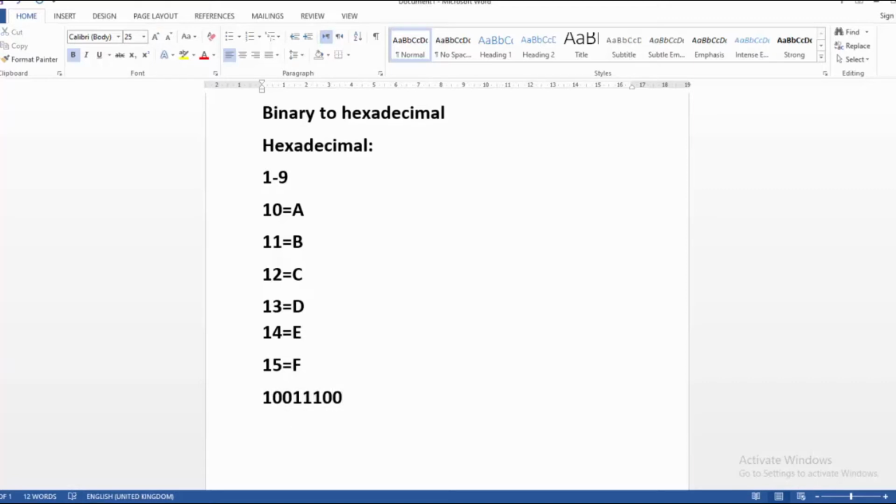So how can we do it? First of all, we have to count how many bits we have: 1, 2, 3, 4, 5, 6, 7, 8. That is the first step. The next step is that we have to pair 4 bits. Now we have divided, meaning we have paired 4 bits separately.